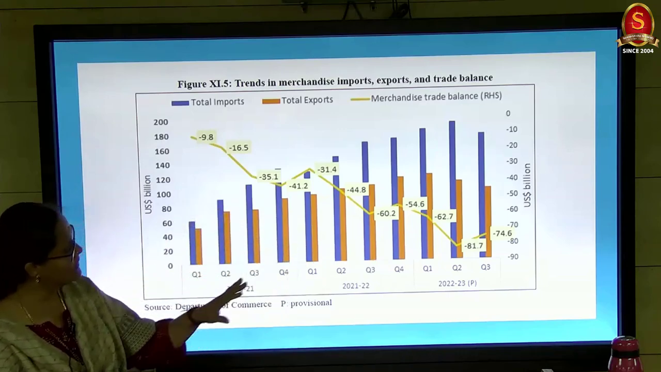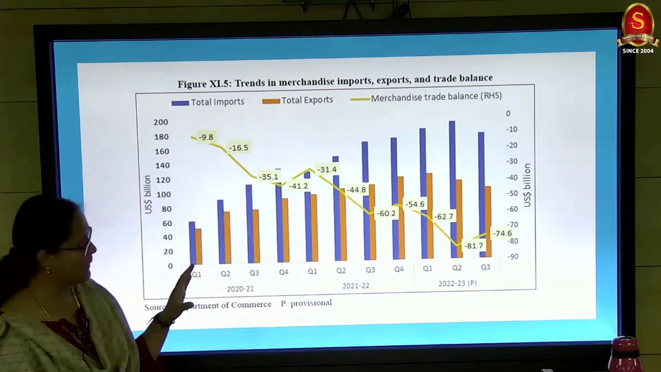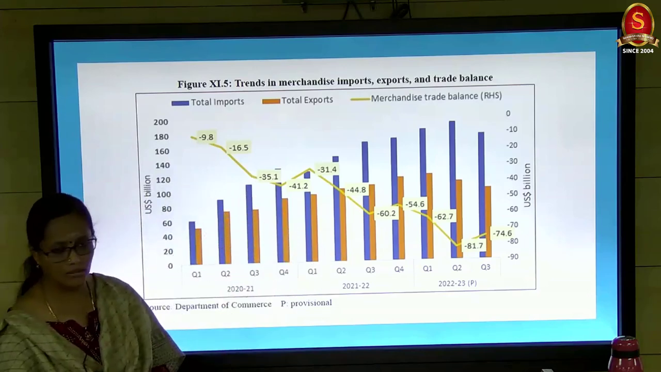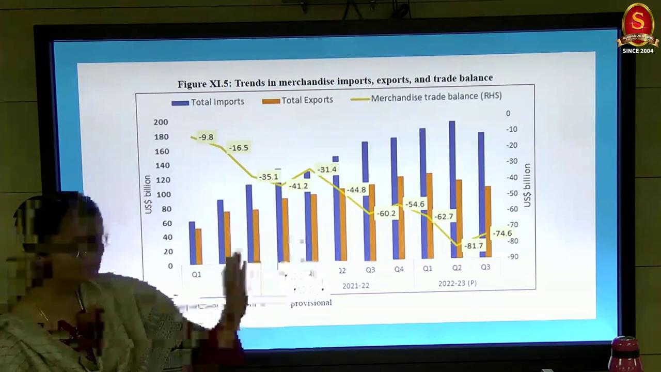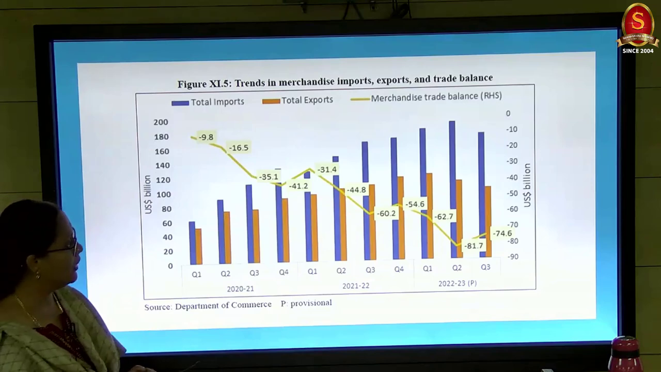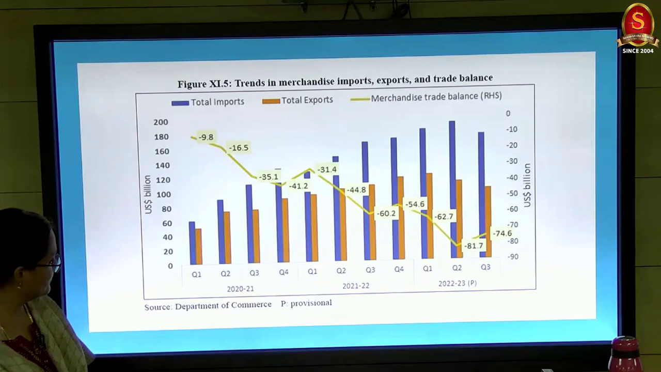What is there on the right hand side? Merchandise trade balance. That is the difference between these two bars, which is being represented here, running as the yellow colored line. So the difference between the exports and the imports, all the values are written in negative, right?